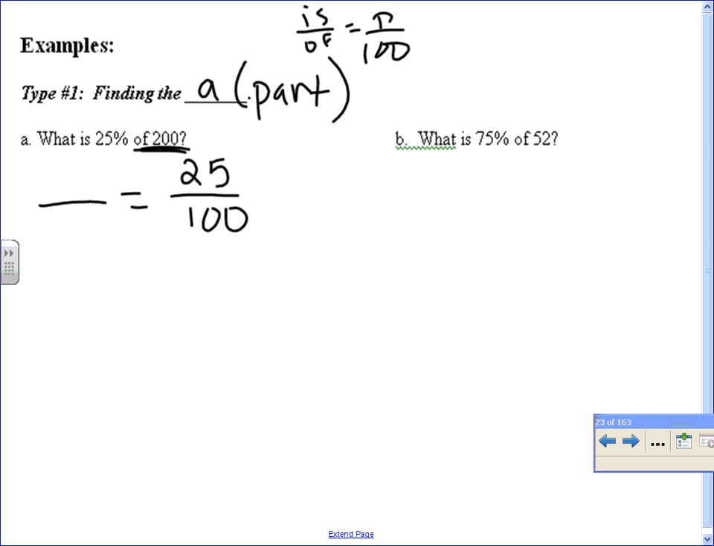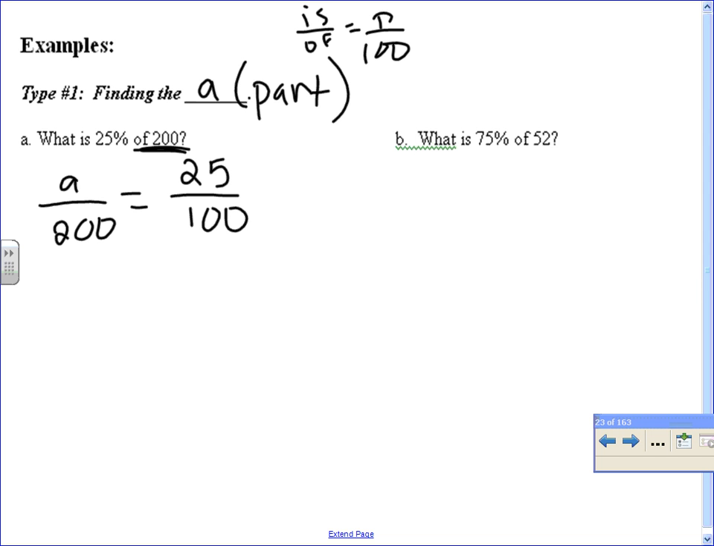The of goes on the bottom, just like the whole number goes on the bottom. Whatever number comes after of or after is goes in the place of the is over of. A or X goes on top. You have to find the part. Is over of equals percent over 100. Part over whole equals percent over 100.